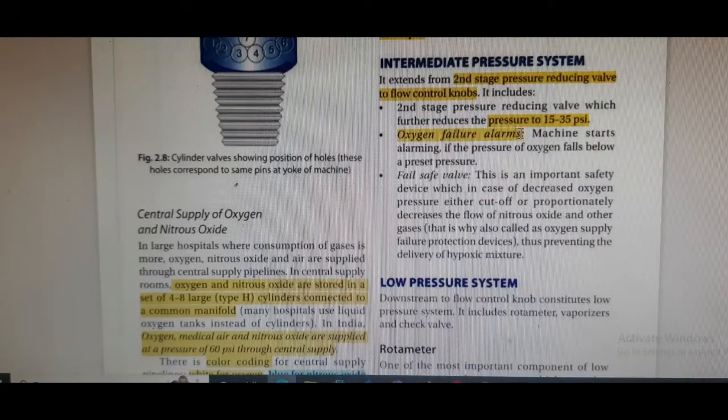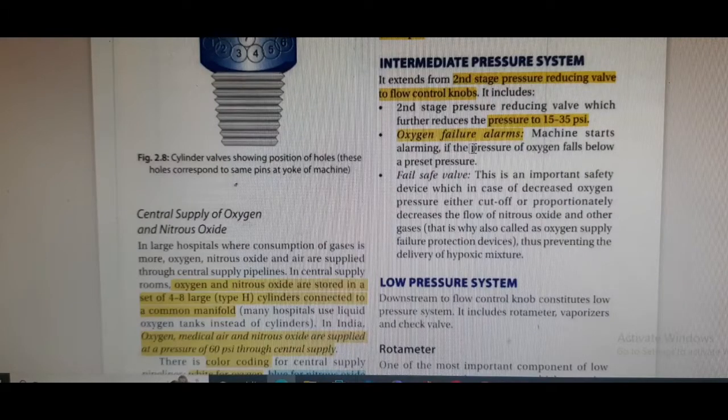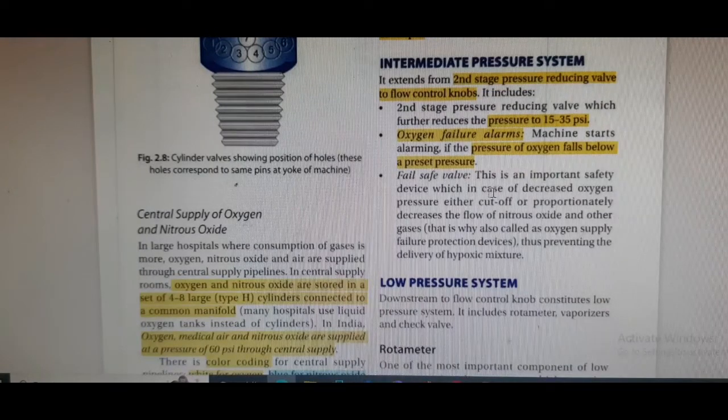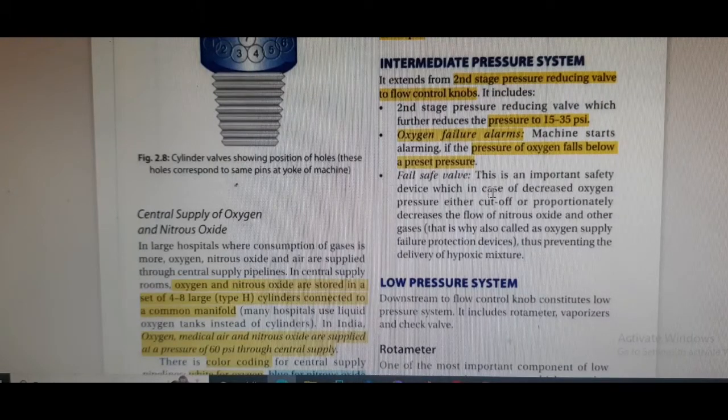Whenever the machine starts alarming, it is considered that the pressure of the oxygen has fallen down. So the alarm system in the machine can indicate various faults, a pressure reduction, or any default in the oxygen supply. With oxygen failure, the alarm system starts ringing.